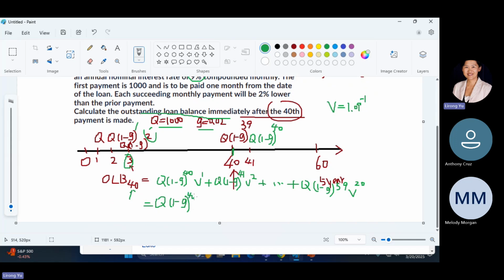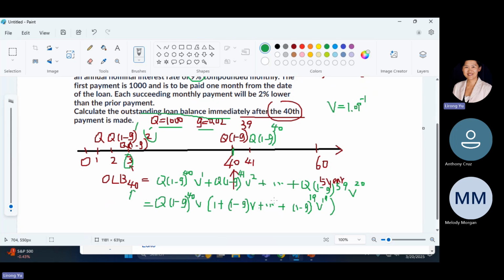So power 40, and then there's a V. And after that is 1 plus Q as a factor. Then we have 1 minus G to the power 1, and then V to the power 1, and so on. You have to keep going until the last one, taking out the 40. We have 1 minus G to the power of 19, and then V to the power 19. So after you take out the common factor, you can see that finite summation in the geometric sequence.